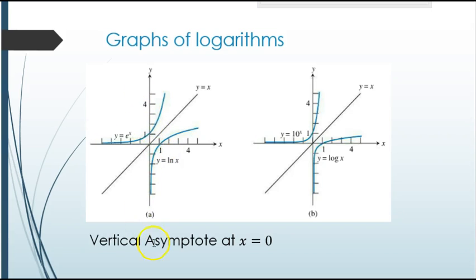It has a vertical asymptote at 0. On the left-hand side, it goes to negative infinity. On the right-hand side, it goes to positive infinity. And this graph is continuous. There aren't any gaps or breaks or anything in it. So now we'll look at how to apply some of our transformation rules to these graphs.